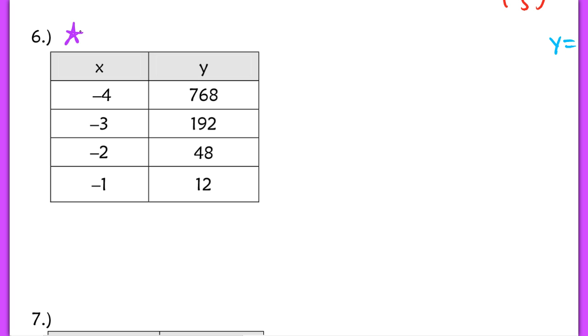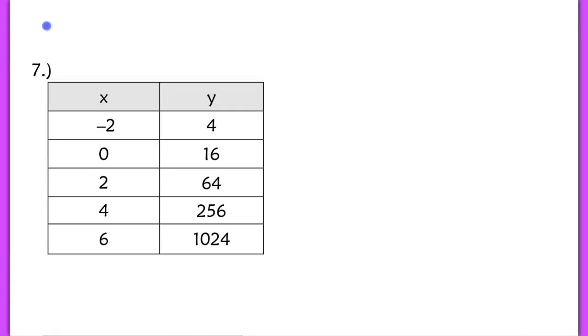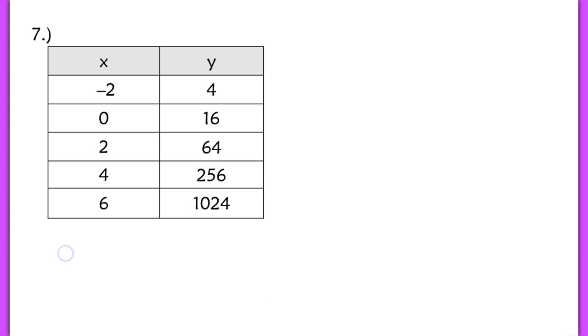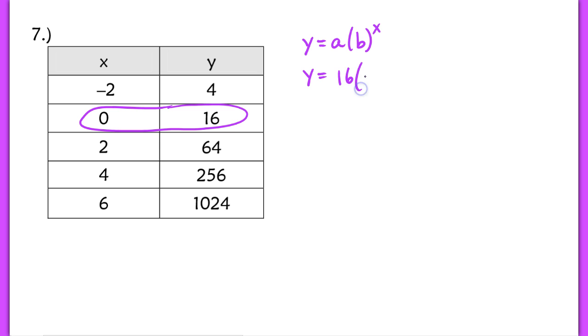These aren't really that easy to do, so please make sure you get the practice and check with the key. Number 6 is similar to number 5, so I'm going to skip that one and move on to 7. Now in number 7, the first thing that pops out at me is the fact that I do have my y-intercept here. So in y equals a times b to the x, I already know the a value is going to be 16. So I have y equals 16 times b to the x.